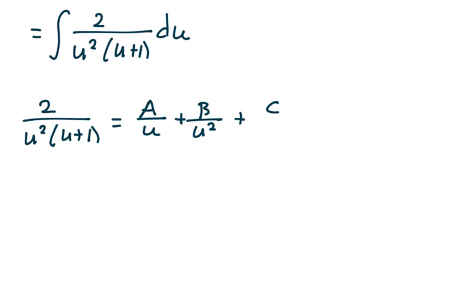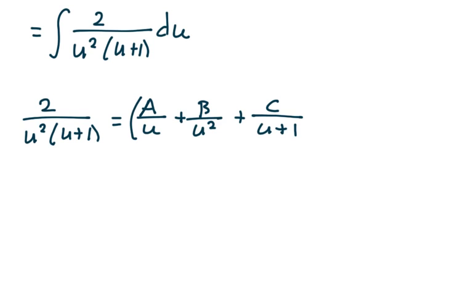Plus c over u plus 1. So when you have a repeated linear factor, you can break it up this way. I'll talk a little bit more about that at the end of this example. Now, the LCD is u squared times u plus 1.